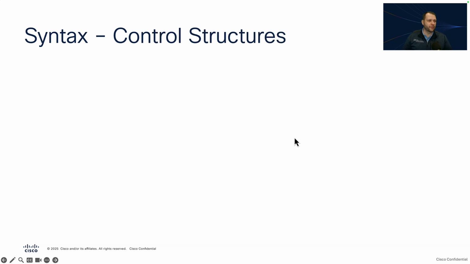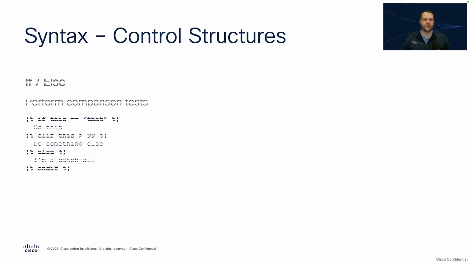Jinja also supports several control structures, which is the syntax that tells Jinja to perform some kind of logical operation. Now, the most common control structures that you will run into or use in your templates are the if-else statement, and this allows you to perform comparison tests on variable values or other text values, and then take different actions based on the outcome of each of those tests.